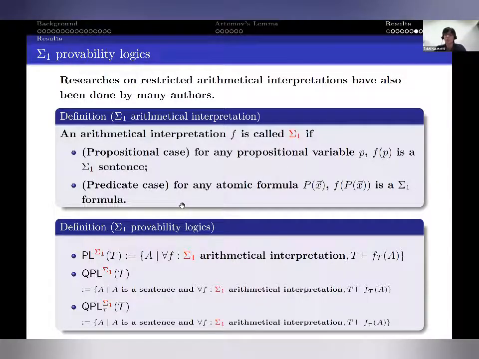Then by restricting our considerations to sigma 1 arithmetical interpretations, we obtain sigma 1 probability logics. That is, for example, the propositional sigma 1 probability logic of T is the set of all propositional modal formulas which are provable in T under all sigma 1 arithmetical interpretations. And we can define QPL sigma 1 of T and QPL tau sigma 1 of T.